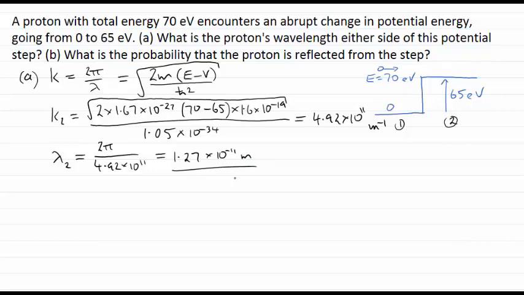And you might not be completely surprised if you've done other calculations here. A wavelength this small, kind of down in the 10 to the minus 11 meter range, is not particularly unexpected for a proton moving along.